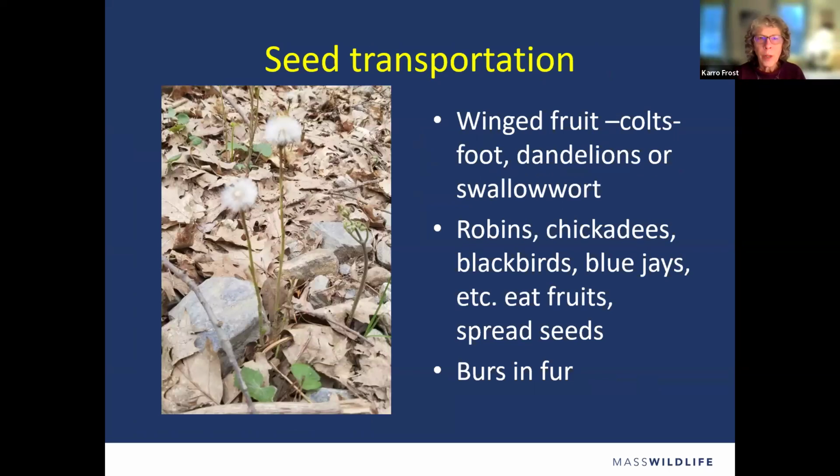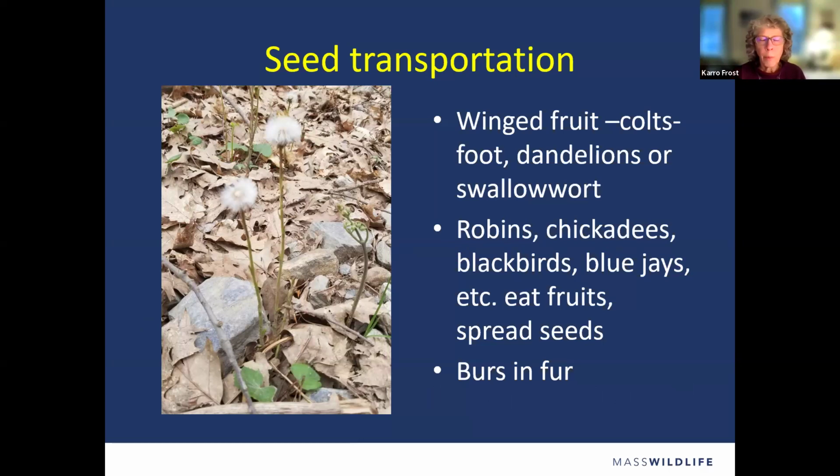Ones with seed transportation, the winged fruit, like on coltsfoot or on dandelions or on swallowwort, that looks a lot like milkweed. Sometimes the robins and the chickadees will eat the fruit and will spread the seeds as well. Or you get the burrs in the fruit, in the fur of species.